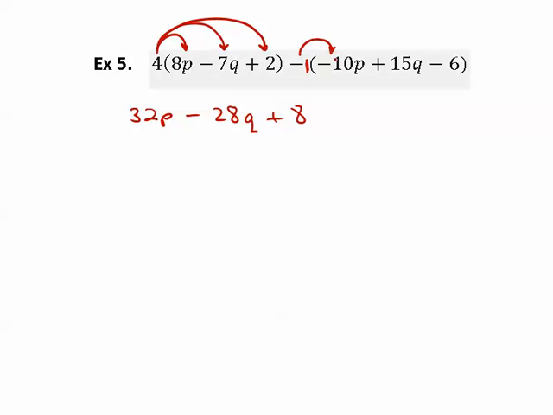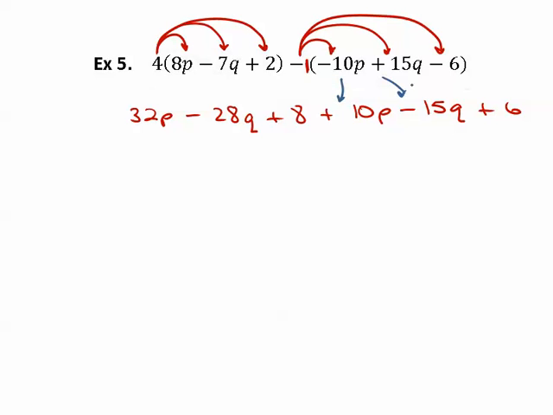What's a negative 1 times a minus 10p? That's a plus 10p. A minus 1 times a plus 15q is a minus 15q. And finally, a minus 1 times a minus 6 is a plus 6. So once again, when you're looking at these signs of the terms, you'll notice that they all changed because we have to distribute the negative 1 in the front.